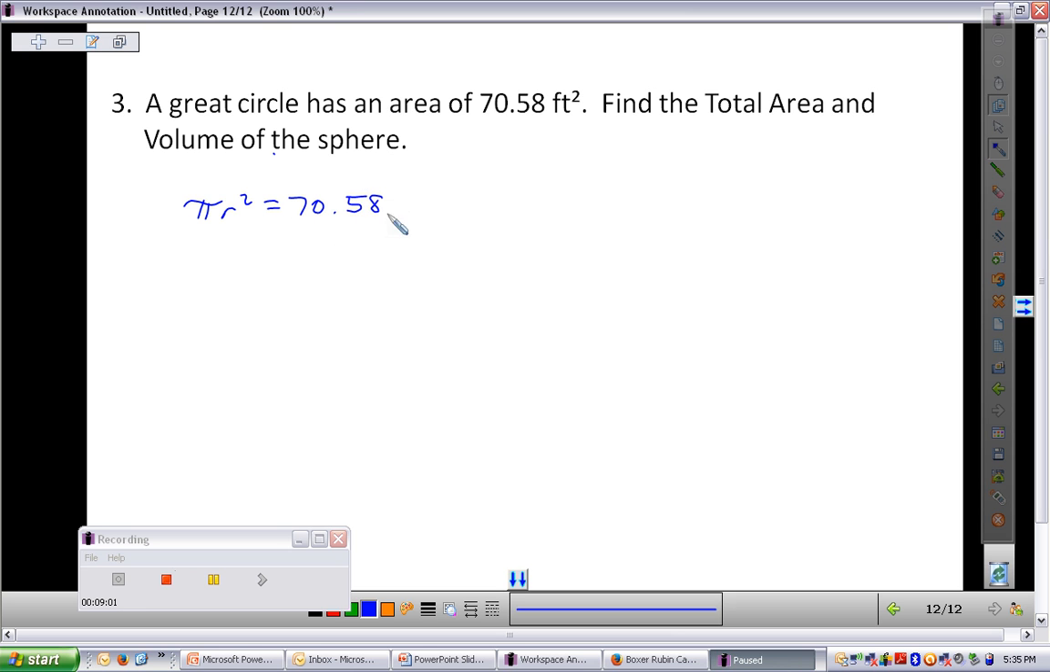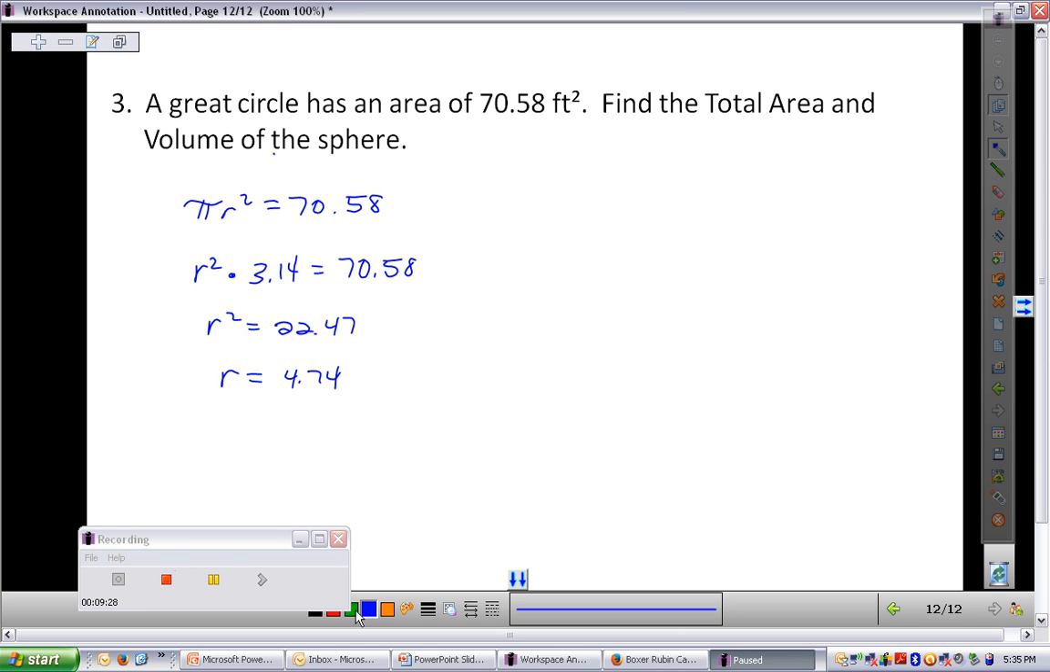70.58. Again, since there's no pi in this area right here, we're going to go ahead and use 3.14 for pi. So I'm going to get my radius squared times 3.14 equals 70.58. Divide by 3.14, I get my radius squared equals 22.47, again rounding to the hundredth. I take the square root of 22.47, and I get 4.74 as my radius. Once again, this is the radius of the great circle, which if it's the radius of the great circle, it is also the radius of the sphere.